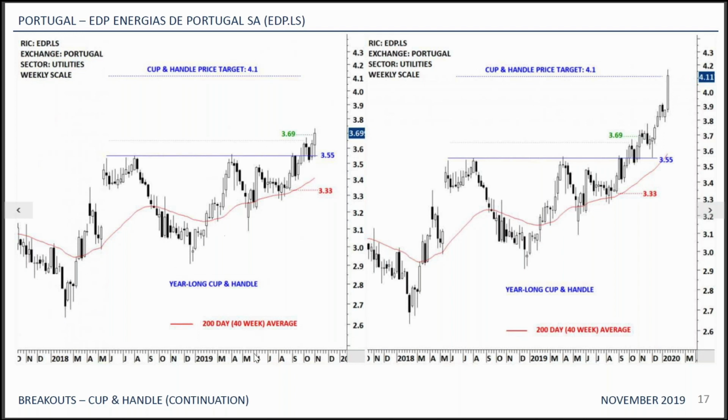If this cup with handle forms at the bottom of a price chart, it is not a cup with handle. It is probably part of an ascending triangle that is acting as a reversal chart pattern. Cup with handle is always a continuation chart pattern. So we formed this cup with handle. It is a year-long cup with handle. Breakout took place, pullback. You see the slight breach of the chart pattern boundary.